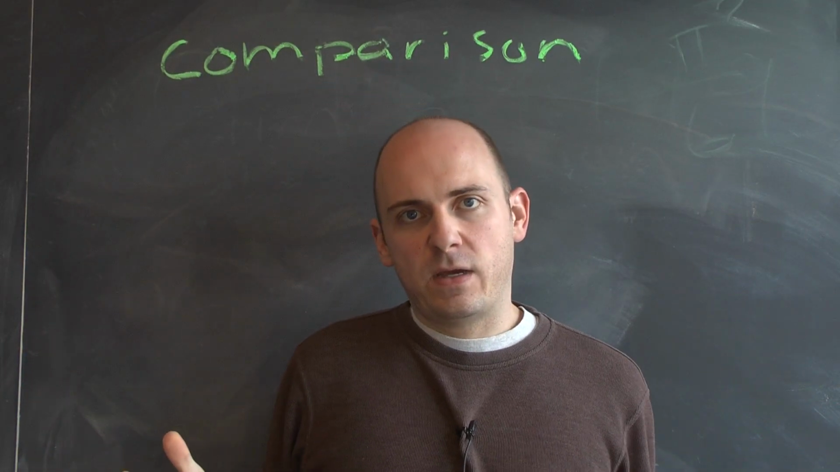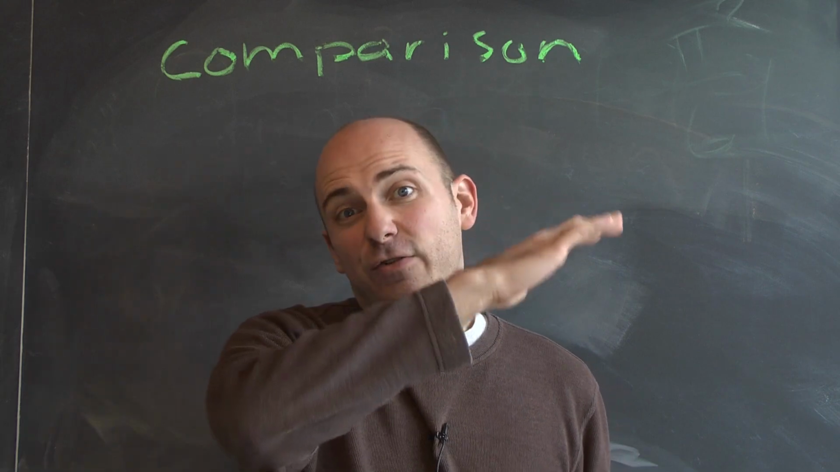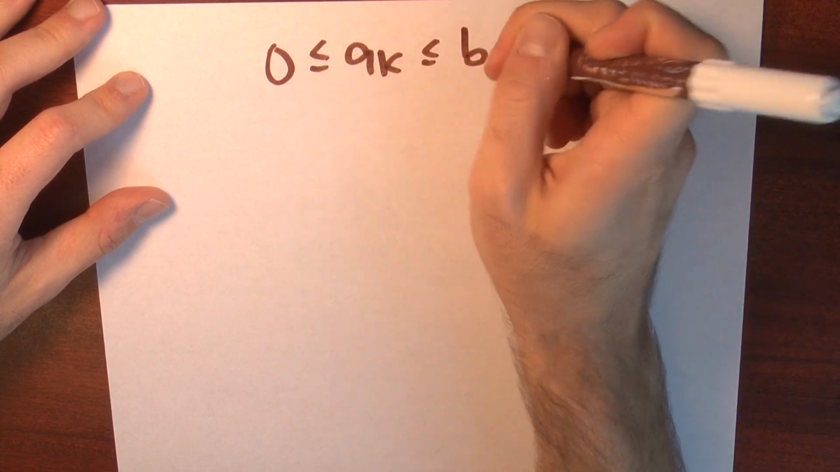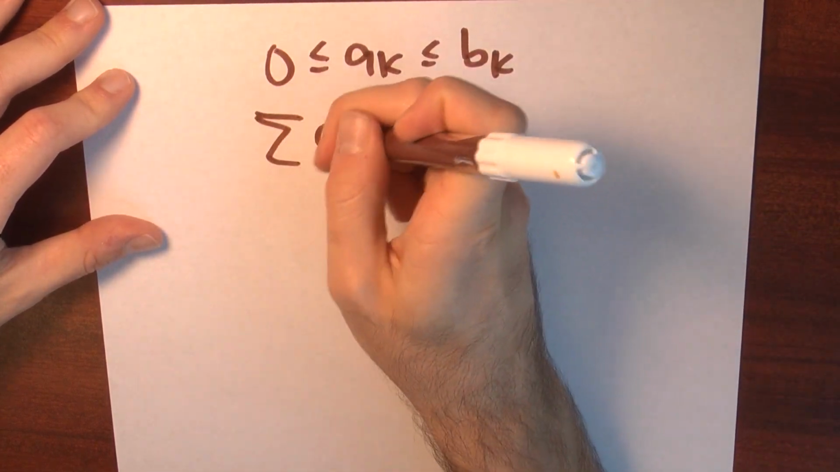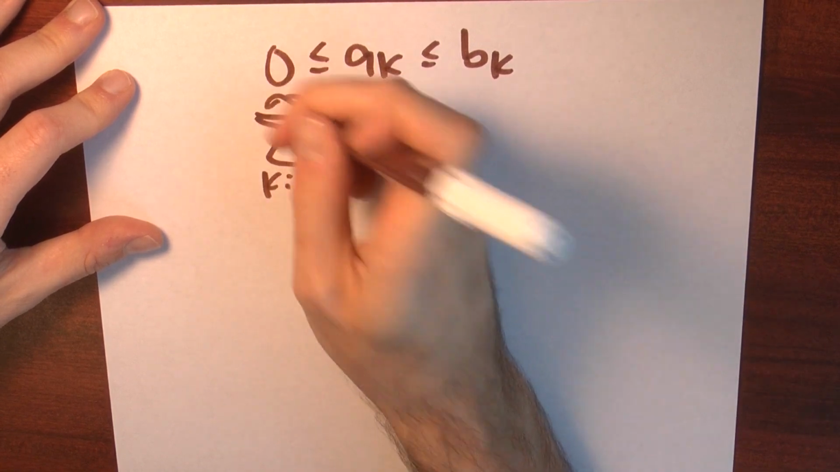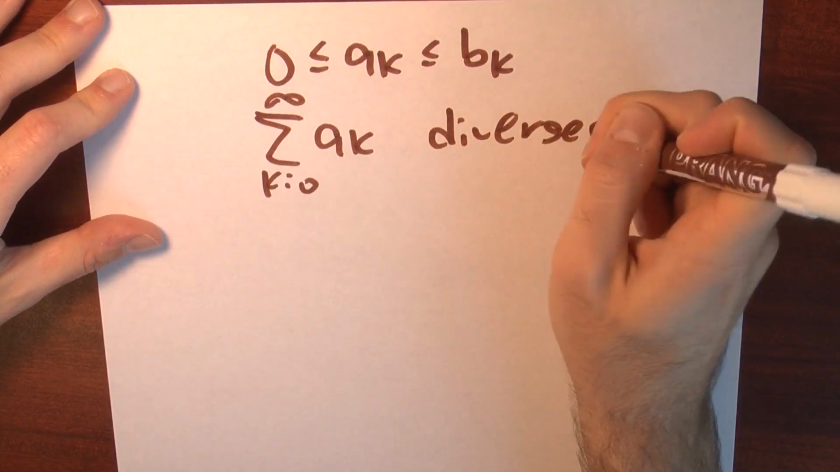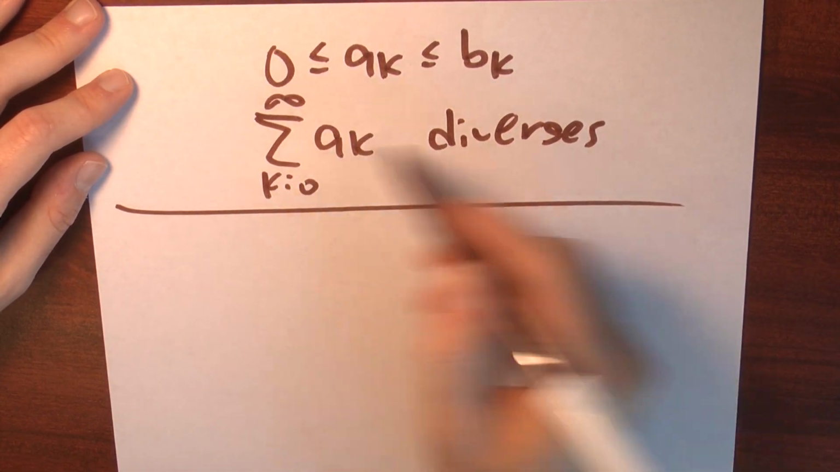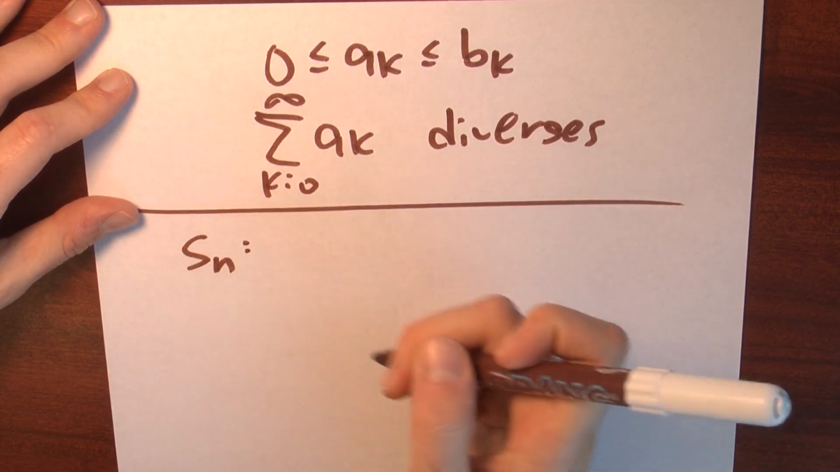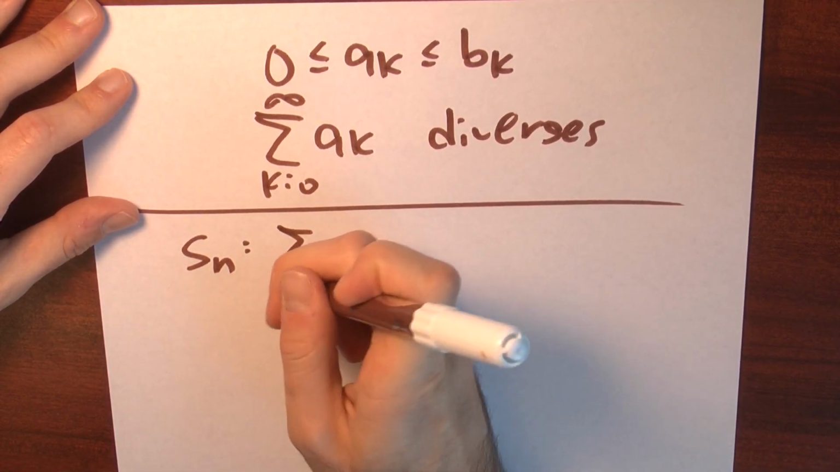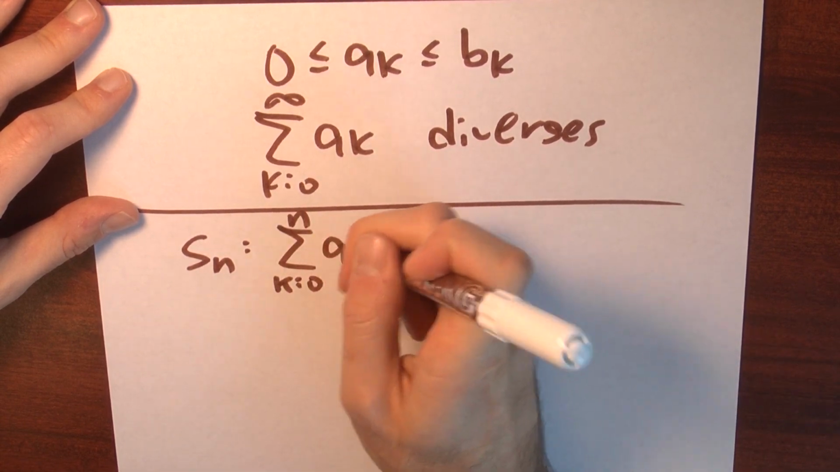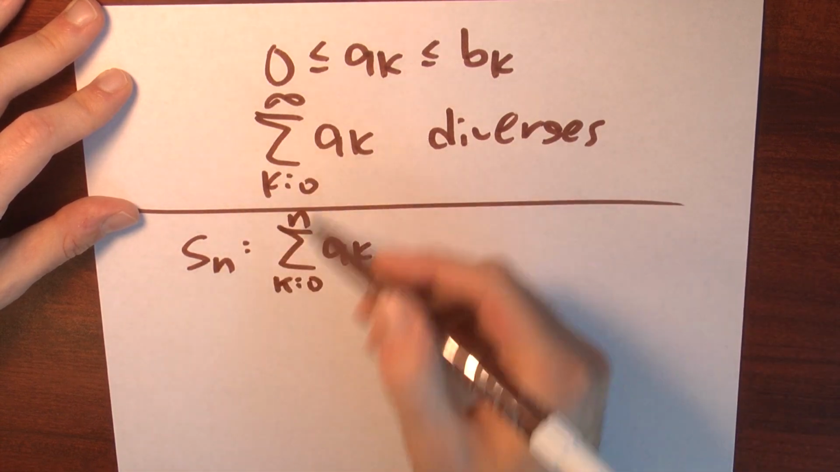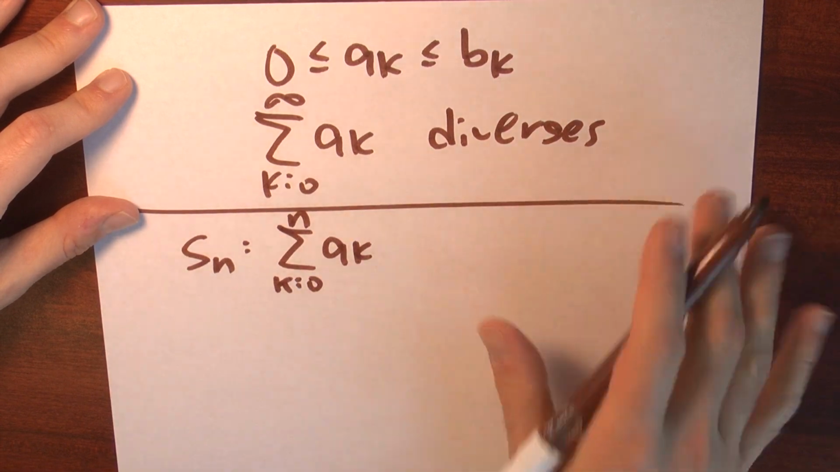We can also say something when the sum of the a sub k's diverges. Let's suppose that 0 is less than or equal to a sub k, which is less than or equal to b sub k. And let's suppose that the sum of the a sub k's, k goes from 0 to infinity, diverges. What can I say about the sum of the b sub k's? Well, if this series diverges, that means that the sequence of partial sums, the sum k goes from 0 to n of a sub k, can't converge, right? Because to say this series converges, is to say this sequence converges. So if this series diverges, this sequence must diverge.